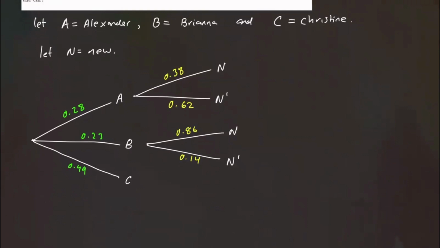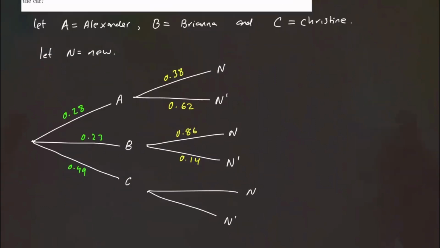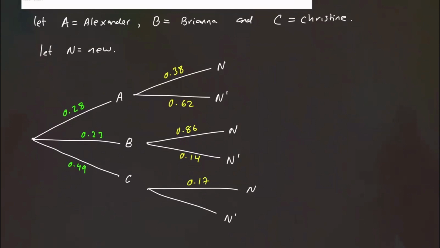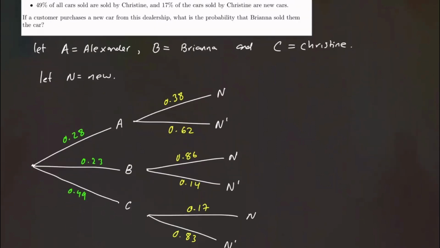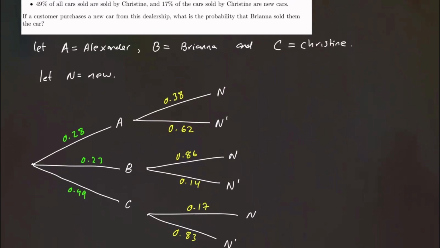Then the last path we have is for Christine selling new cars or not new cars. For Christine, we have 17% sold that are new, so we'll put 0.17 here. That means the other path will be 1 minus 0.17, which gives us about 0.83. All right, so that completes our tree diagram. I hope this is making sense. Now let's go ahead and set up the probability that we're looking for.